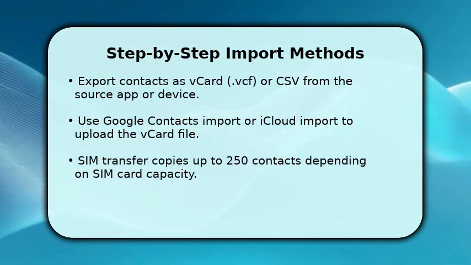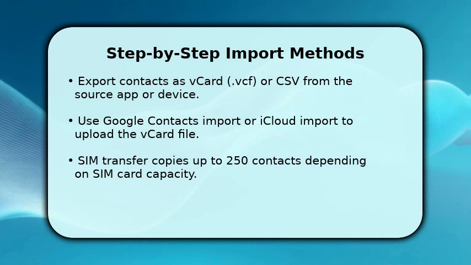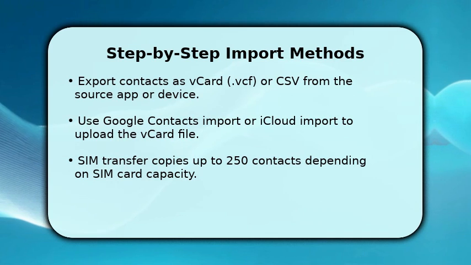Export contacts from the source app as a vCard, VCF, or CSV file. On Android, open Contacts, choose Export to VCF, and save to device storage. For Google, open contacts.google.com and use Import to upload the VCF file.